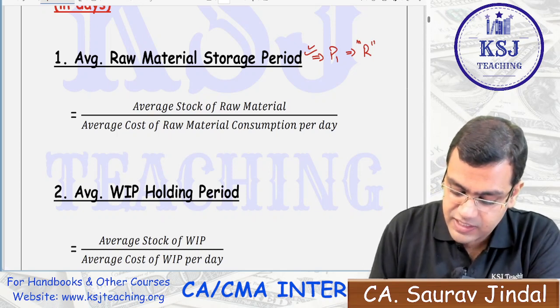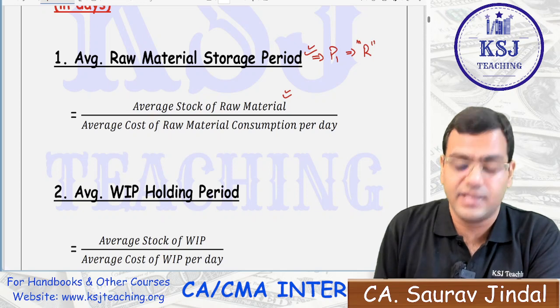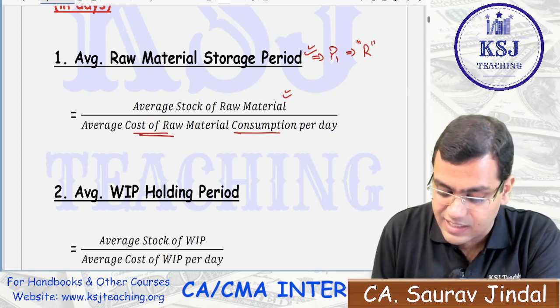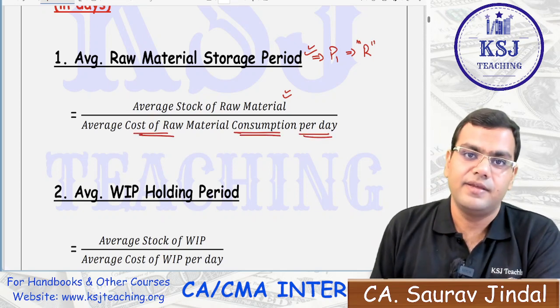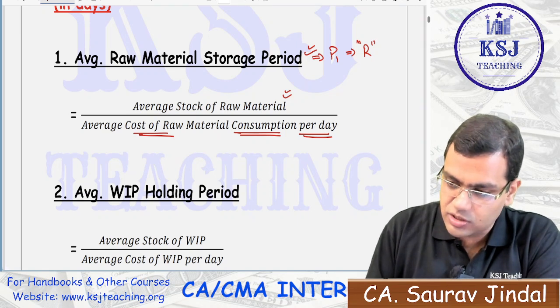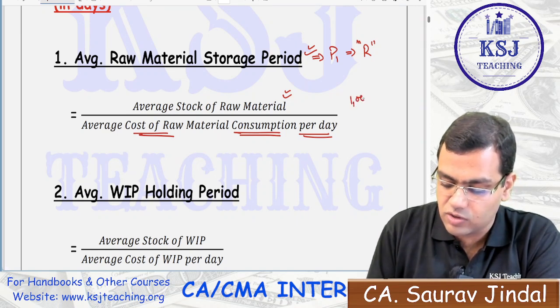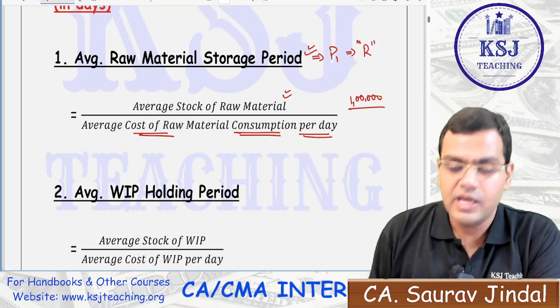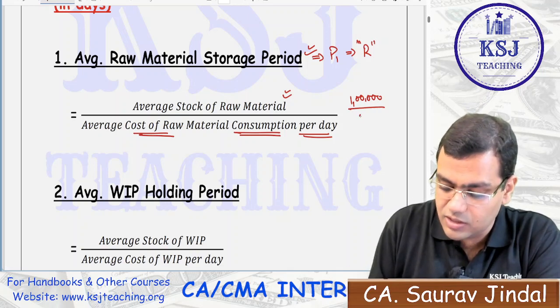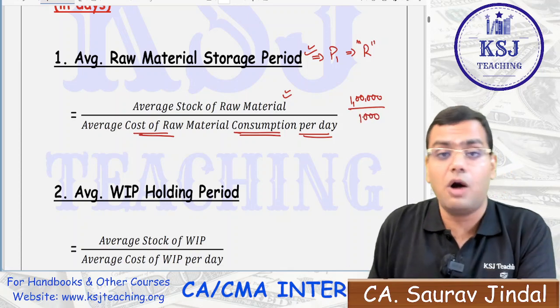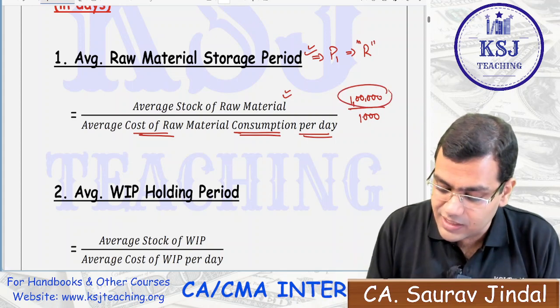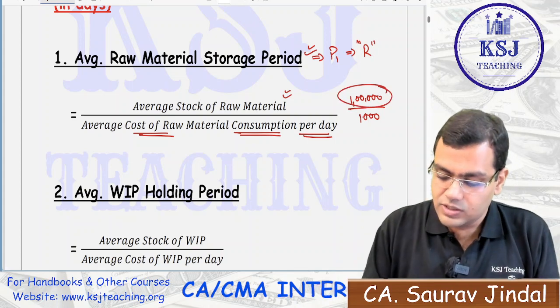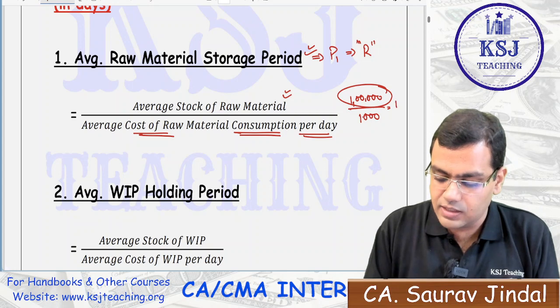So he says the average stock of raw material divided by the average cost of raw material consumption per day, right? If on an average in your store you have raw material worth 1 lakh rupees, and in one day you are consuming raw material worth 1000, so in how many days will you consume this 1 lakh rupees? You will consume it in 100 days.